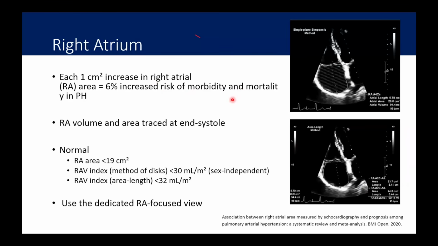And so RA volume and area are traced at end systole. So you can use either the method of discs shown up here or area length here. And the guideline recommends including the RA area or index in your standard reporting, which is a change from previous practice. In normal, they define an area of less than 19, an index by method of discs of less than 30, which is sex independent, and by area length of less than 32.